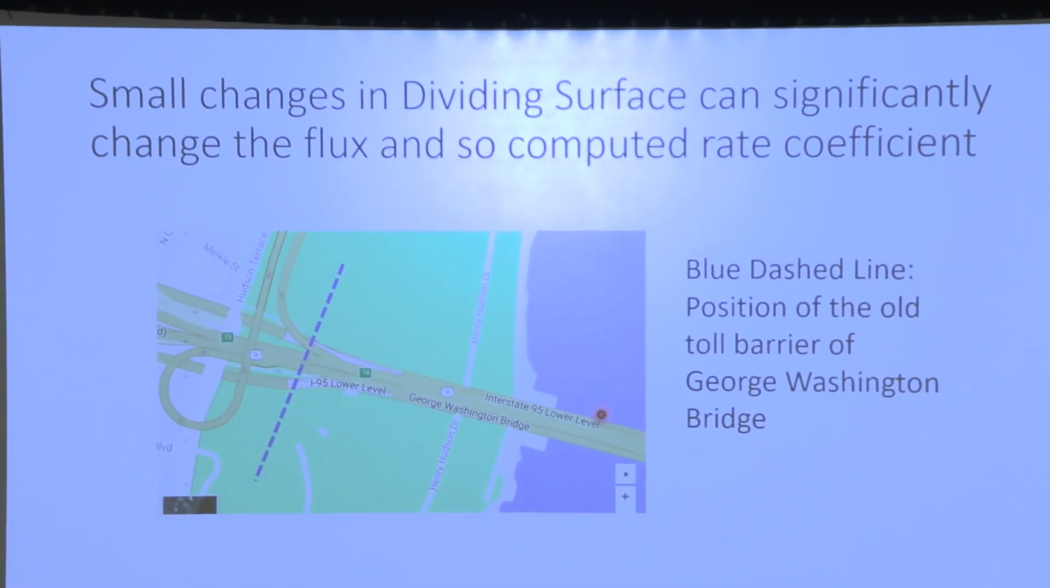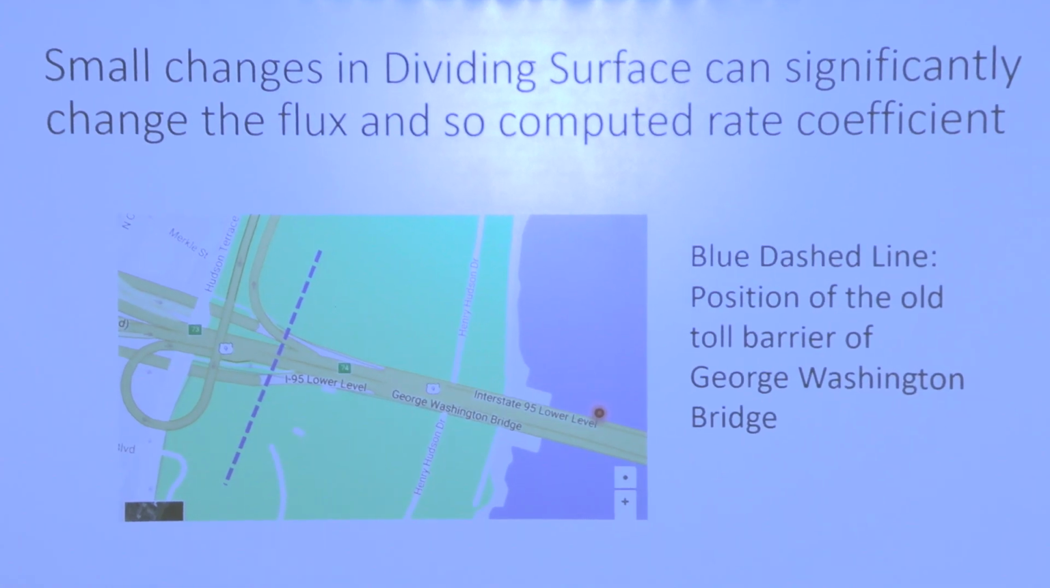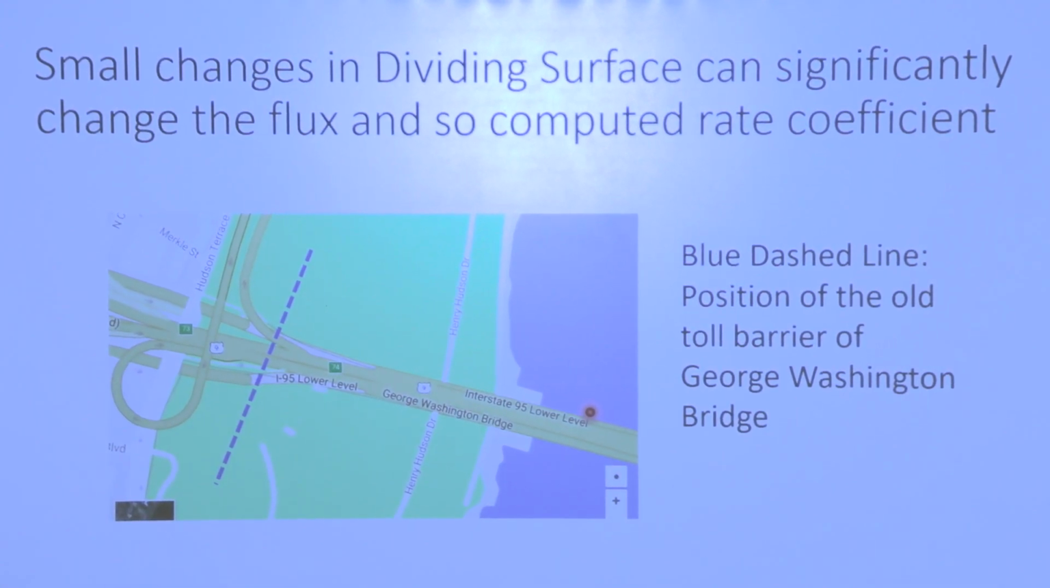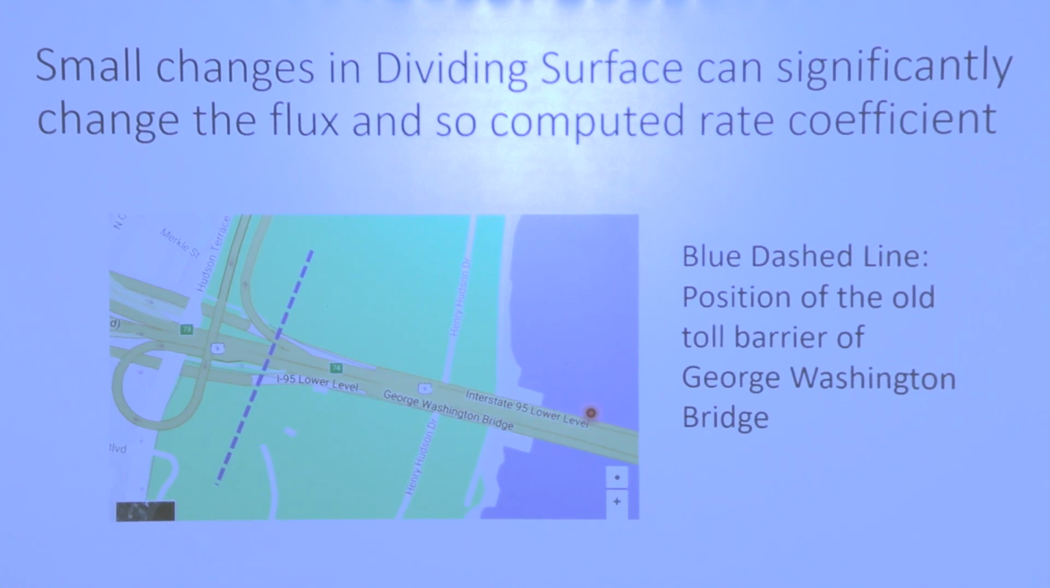This is a photo, Google map of the George Washington Bridge. It's the main bridge between New Jersey and New York City. And there was a toll barrier there before at this location. And so that was, you could measure the flux of cars going from New Jersey to New York, crossing through this blue dashed line. And then you add up that for the other bridges and other tunnels, and then you get the flux.